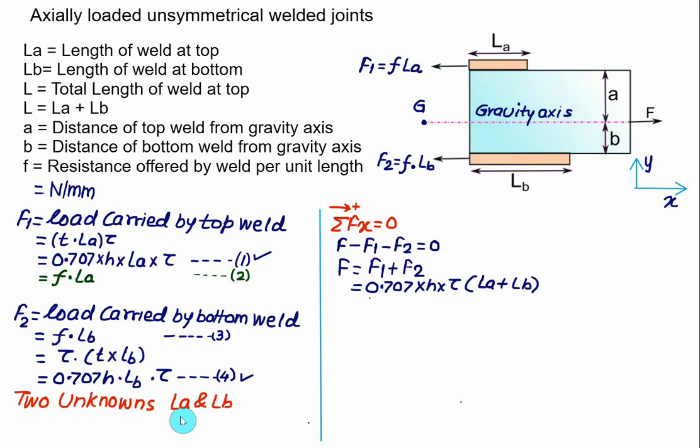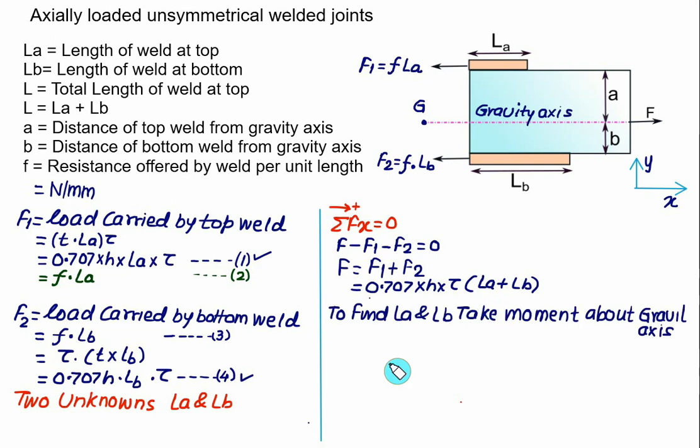But we are interested in the individual values of LA and LB. Here we have developed the equation for the length, that is LA plus LB, so we have to use one more equation. To find the values of LA and LB, we'll select the gravity axis and take the moment of all these forces about the gravity axis. But the force F passes through the gravity axis, that is through point G, so it will not cause any moment because the perpendicular distance for the force will be equal to 0.